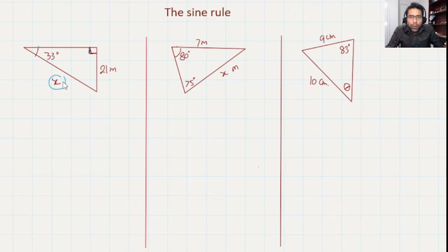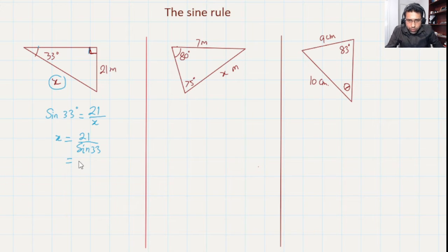The relation between hypotenuse and opposite is sine theta. So we use sine theta, which is 33 degrees. Sine theta equals opposite over hypotenuse, so 21 over x. If I ask what x is, then x equals 21 divided by sine of 33. Using the calculator, 21 divided by sine of 33 gives us 38.56.